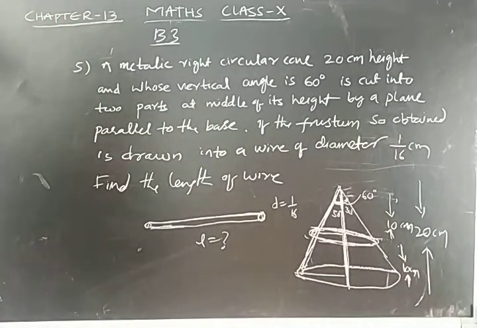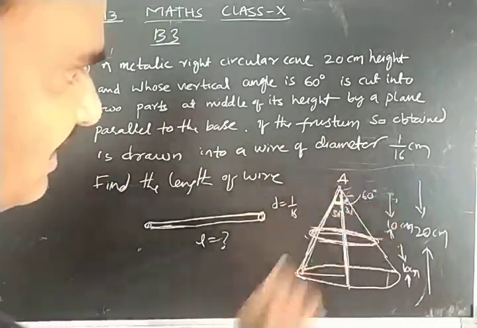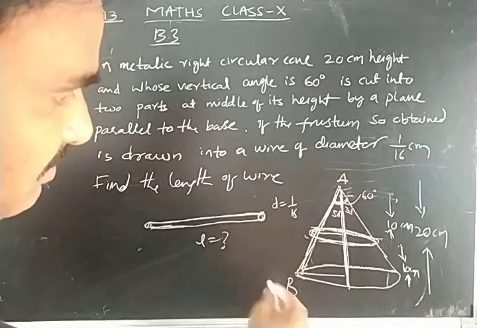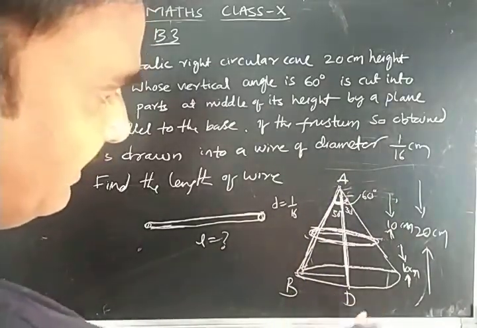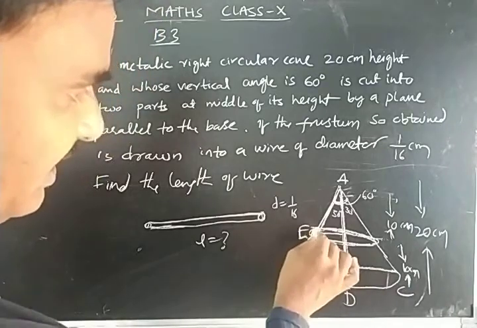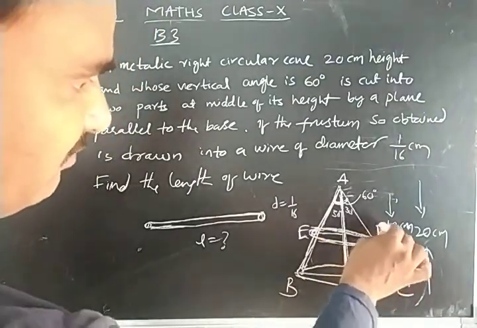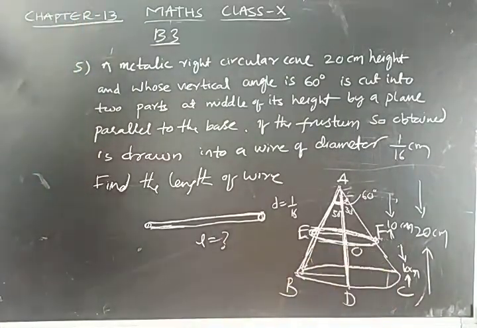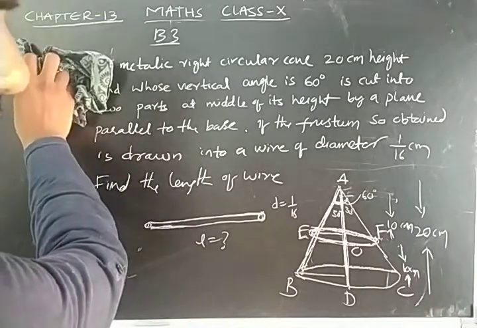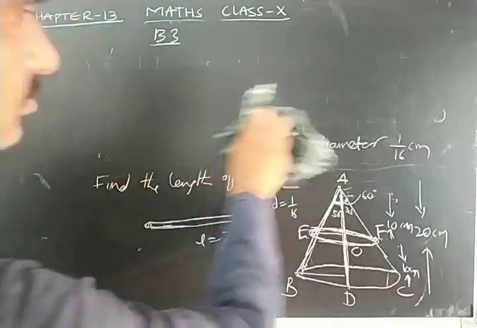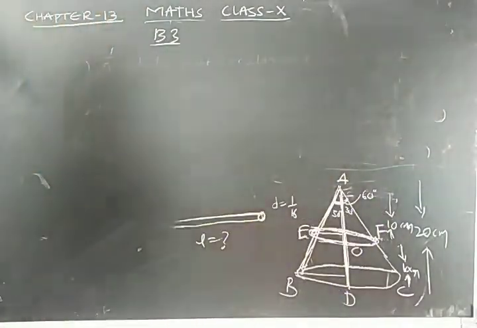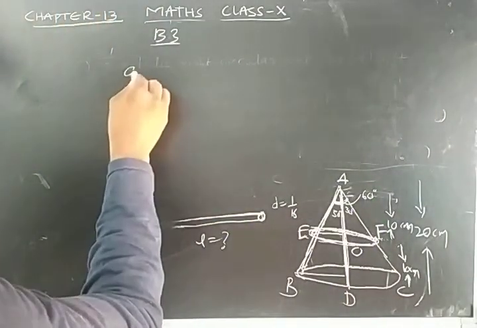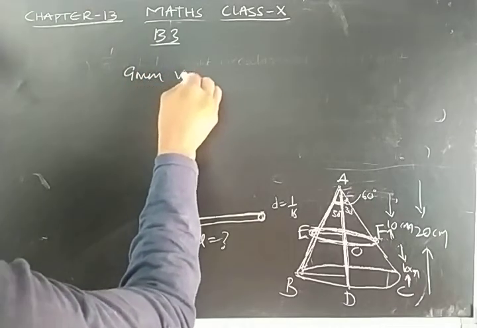For that I am taking this vertex as A and this as B. Here I am taking D, this is C. Here I am taking E, and here I am taking F. Here I am taking O. So according to the question I have drawn the figure. Now I am going to write the given information first. What is given? Given vertical angle.